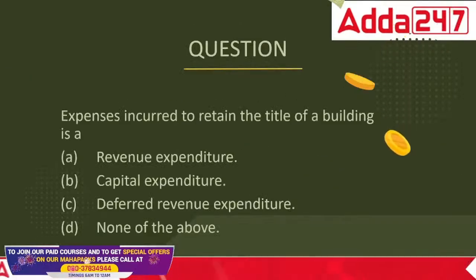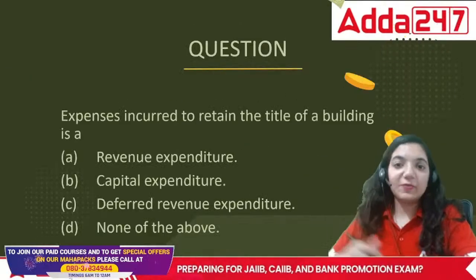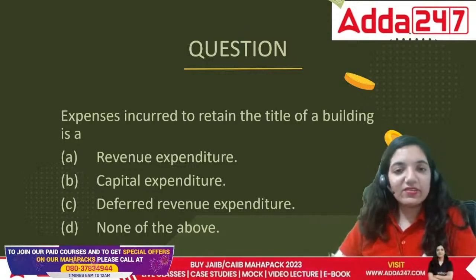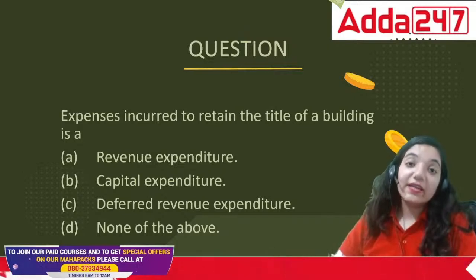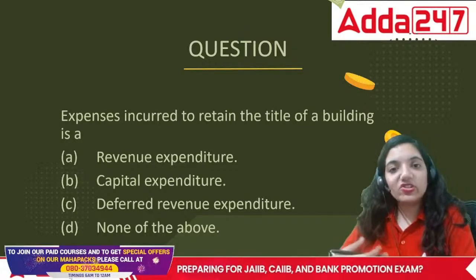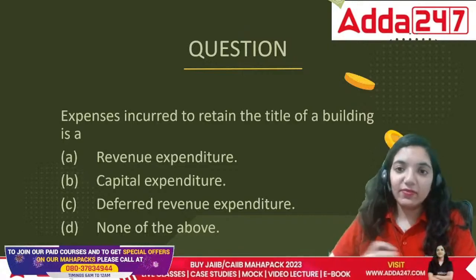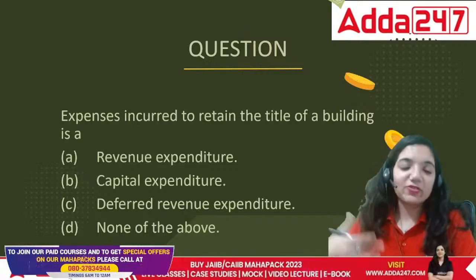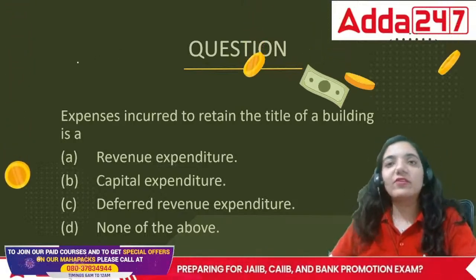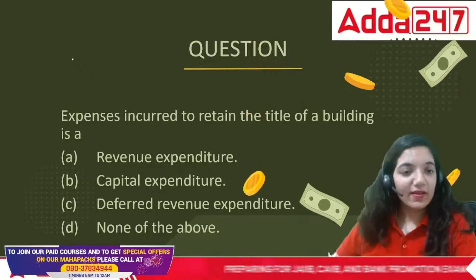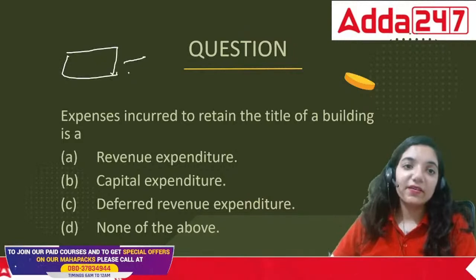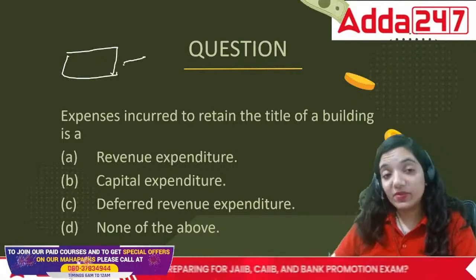Here comes the next question, everyone. Expenses incurred to retain the title of the building is revenue expenditure, capital expenditure, deferred revenue or none. See, we are incurring those expenditures just to retain the title. The title is still with us, we would like to just retain it. For example, if I've taken a particular leasehold land, every year I'll be paying the lease rental to the government, right?